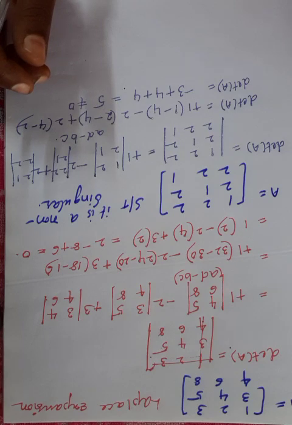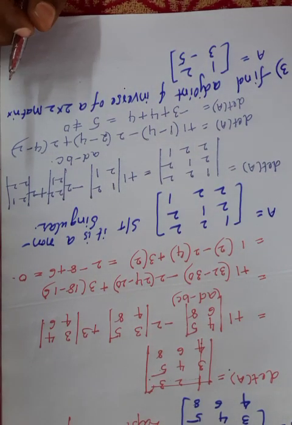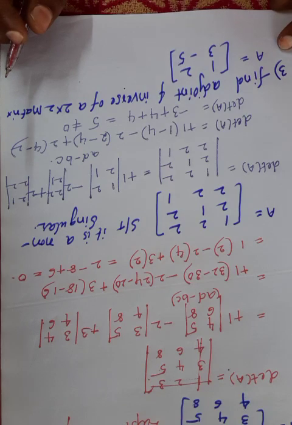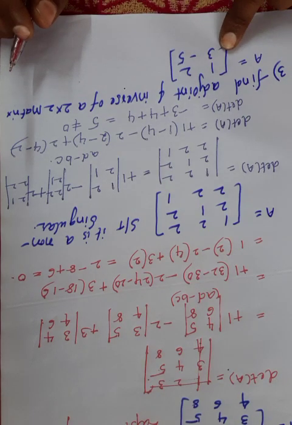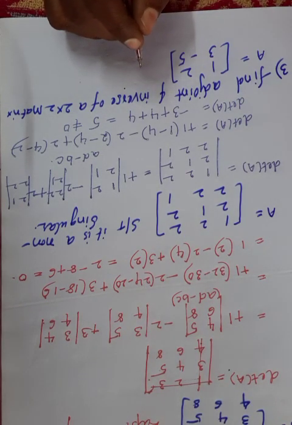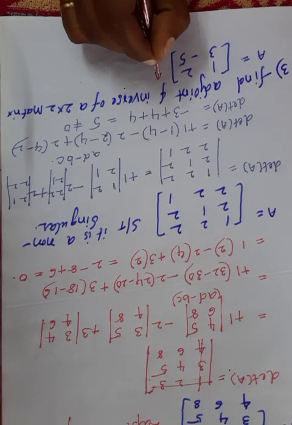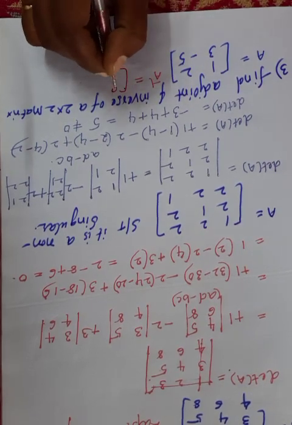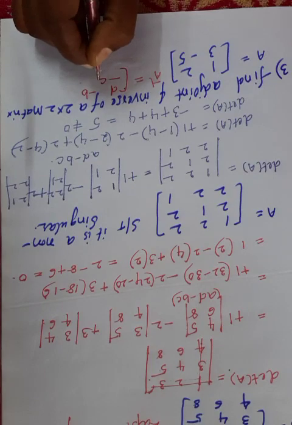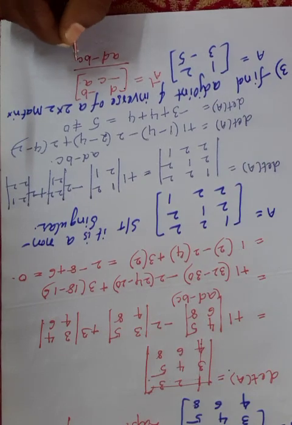Then we are moving on to our third bit: find adjoint and inverse of a given matrix. So here our third bit is find adjoint and inverse of a 2 by 2 matrix, which is equal to 1 2 3 minus 5. In the very beginning of the class we have discussed how to find adjoint and inverse of a 2 by 2 matrix by using the formula A inverse is equal to D minus B minus C A divided by AD minus BC. So substitute in this.